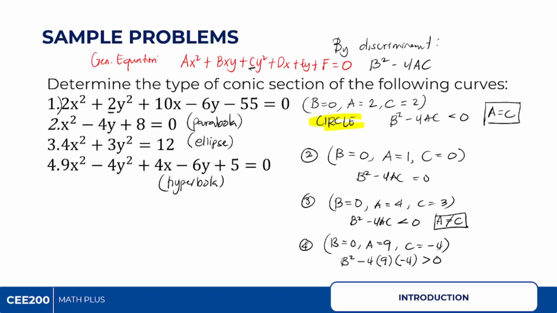So, that is how you determine the conic section of the given curve considering you know the general equation and using discriminant. Kuha ba?